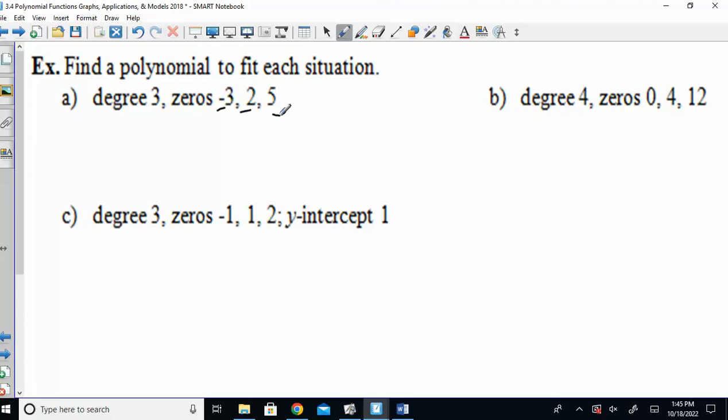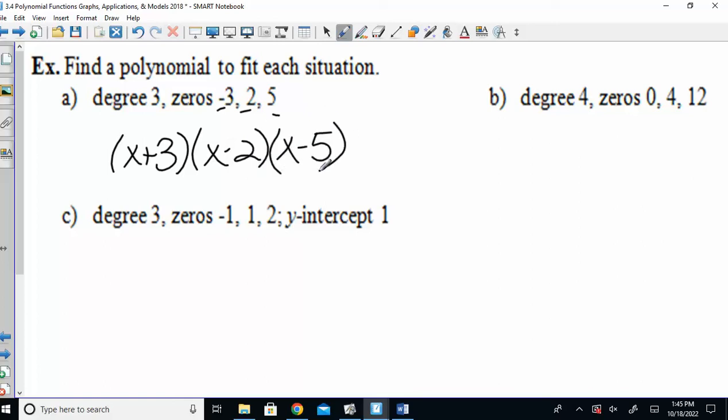If negative 3 is a 0, then what would be in my factored form? Okay, if 2 is a 0. If 5 is a 0. Okay. I didn't give you any other requirements this time. I didn't give you any multiplicity, so that's it. Right. B.